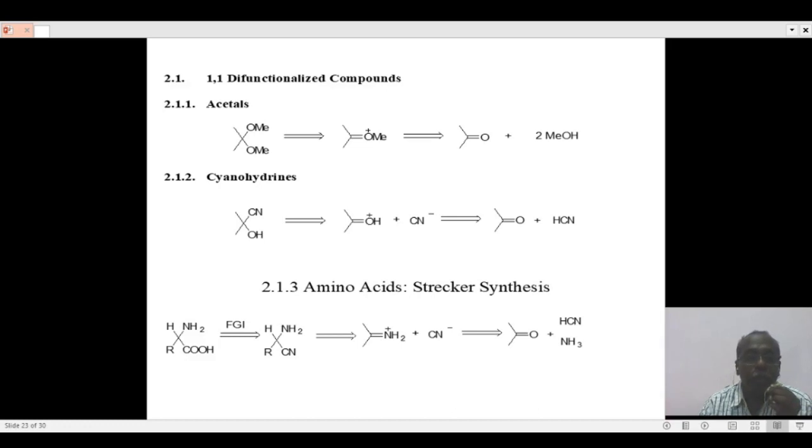Then another example of a 1,1 difunctionalized compound is amino acids. Here the amino group is present on the same carbon as the carboxylic group. Due to functional group interconversion, COOH is converted into cyanide. Then it is subjected to 1,1 disconnection. As a result, the CN minus ion is removed. Then it will be converted into the positive ion. The synthetic equivalent of the positive ion is acetone. When acetone is treated with hydrogen cyanide and ammonia, you get this compound. Followed by hydrolysis, you get this compound.